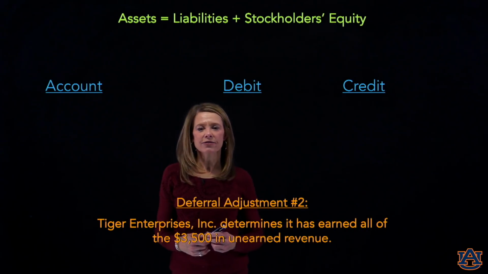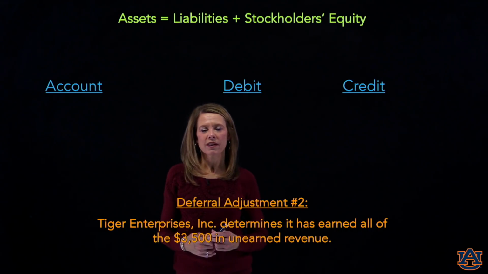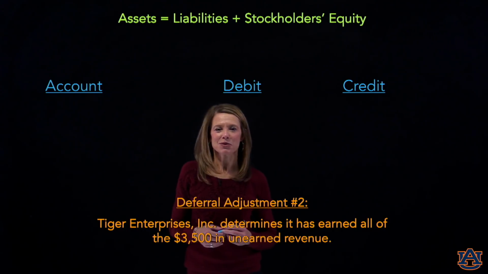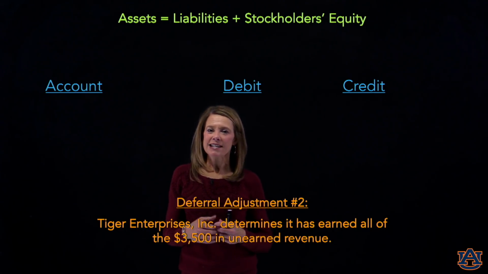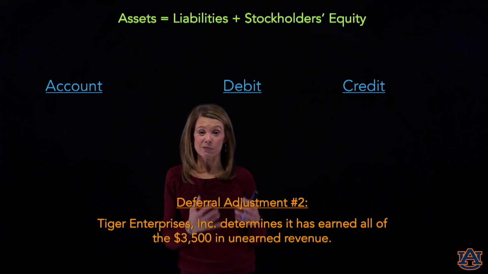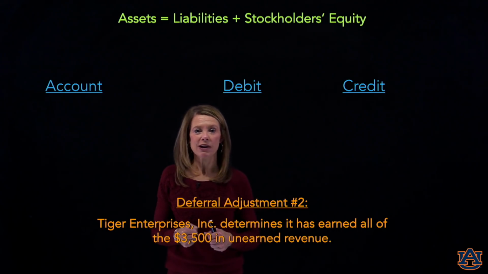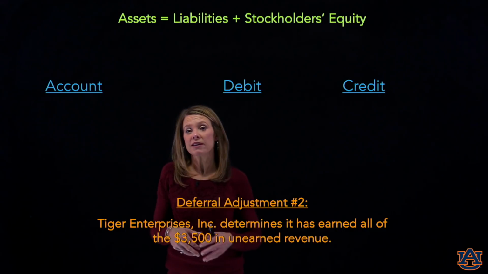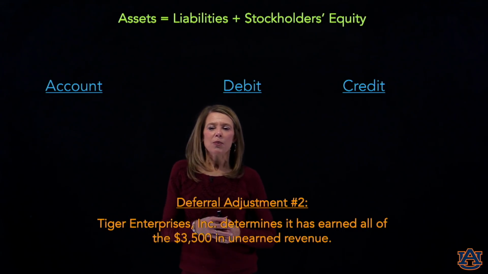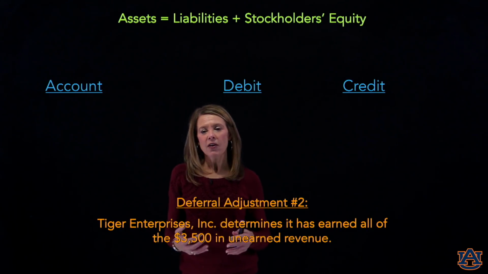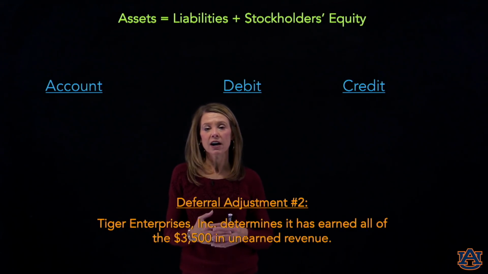Okay, so our next deferral adjustment has to do with unearned revenue. If there's one account that gives students the most trouble, it's this account called unearned revenue because it just has a weird title and it has the word revenue in it, which makes you think it's a revenue, but it's not because it represents unearned revenue. So we're hearing that we have earned all $3,500 of the unearned revenue that we have.